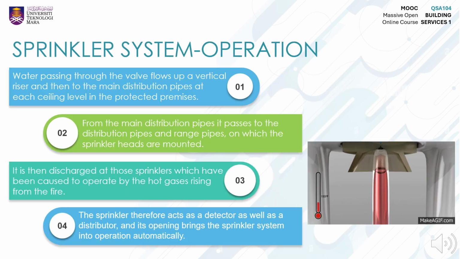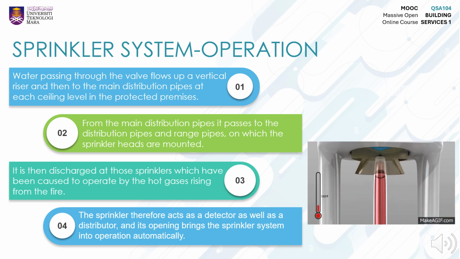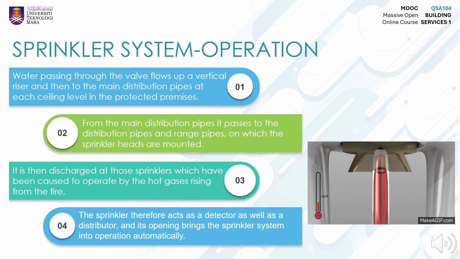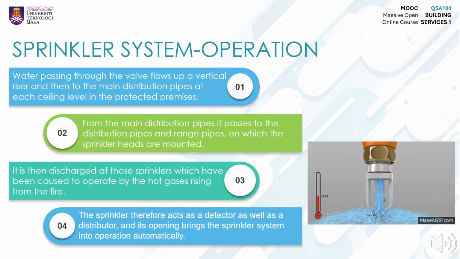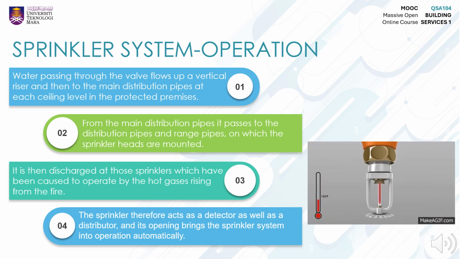Next, the operation of sprinkler system. Water passing through the valve flows up a vertical riser and then to the main distribution pipes at each ceiling. From the main distribution pipes, it passes to the distribution pipes and range pipes, and it is then discharged at those sprinklers which have been caused to operate by the hot gases rising from the fire.